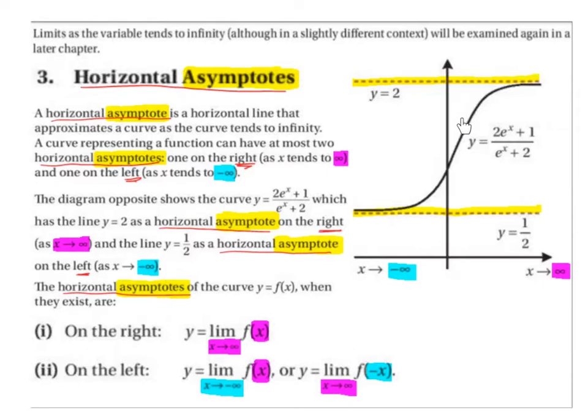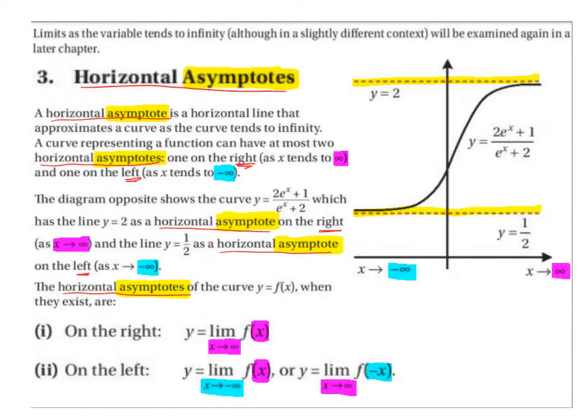So here's our curve, y equals (2e^x + 1) over (e^x + 2). And as x approaches positive infinity, we can see that the curve gets closer and closer to the line y equals 2. And as x approaches negative infinity, we can see that the curve gets closer and closer to y equals a half, but never touches either of the lines, never crosses either of the lines.